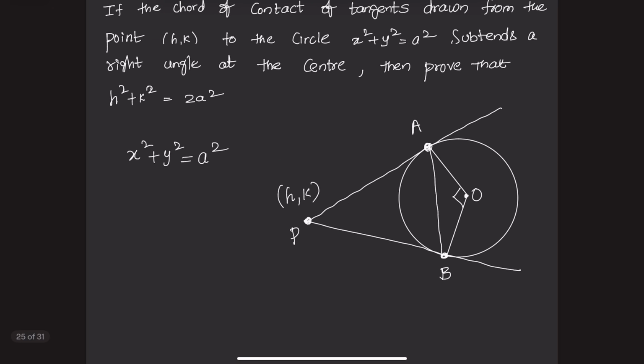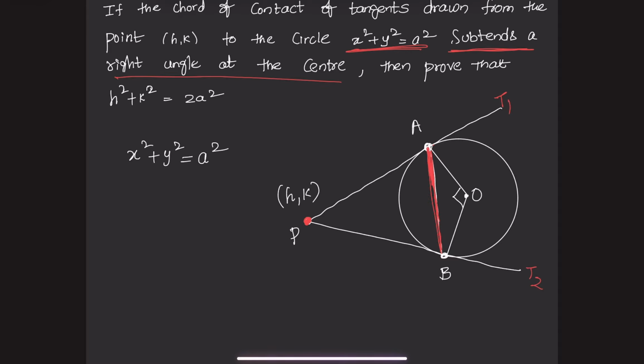Okay, this is your first question. If the chord of contact of tangents drawn from an external point (h, k), so this is your external point. So this is one tangent T1 and this is another tangent T2, and your AB is the chord of contact.